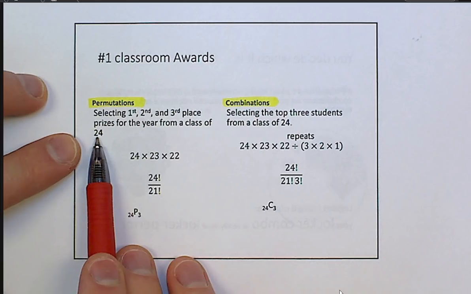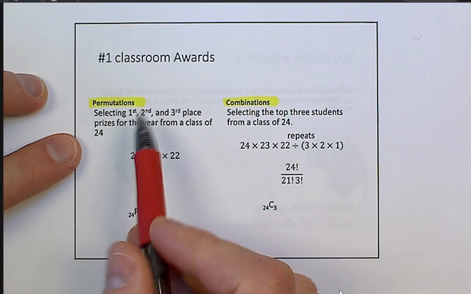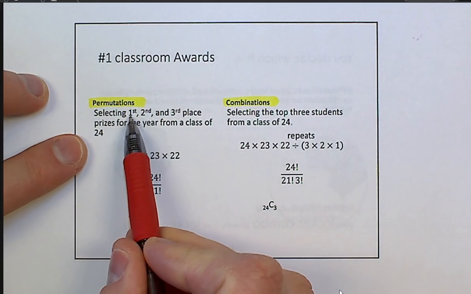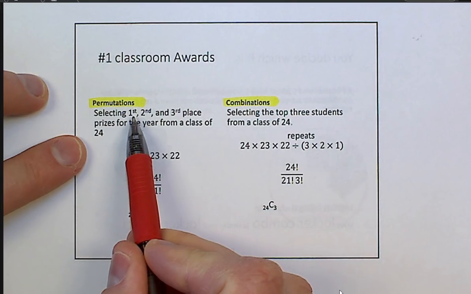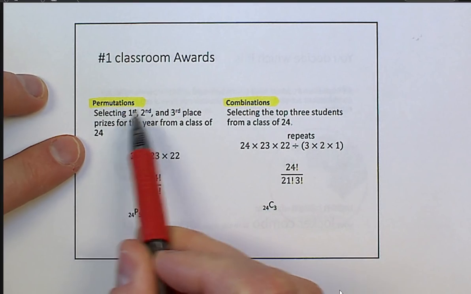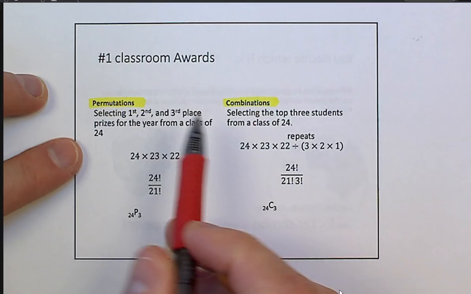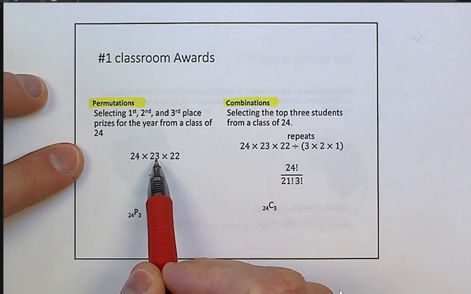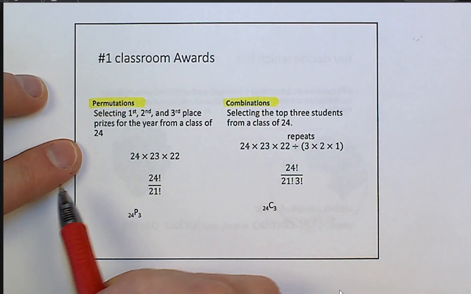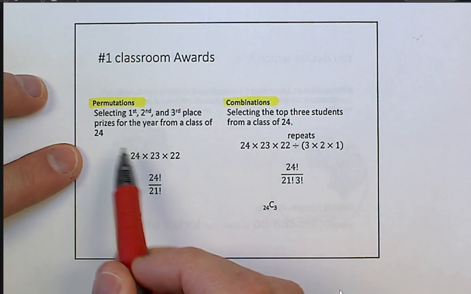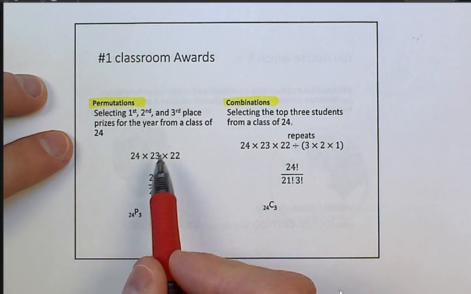What does that mean? That means that the first place is a specific person. Once that person wins, they are no longer eligible for any other award. So that person is out, which then leaves you with 23 options for second place. That person is out, and third place for third. Nobody can repeat as winners. And so you would just write your answer as this.